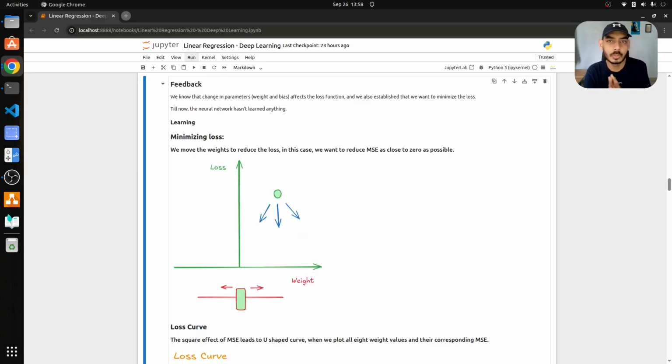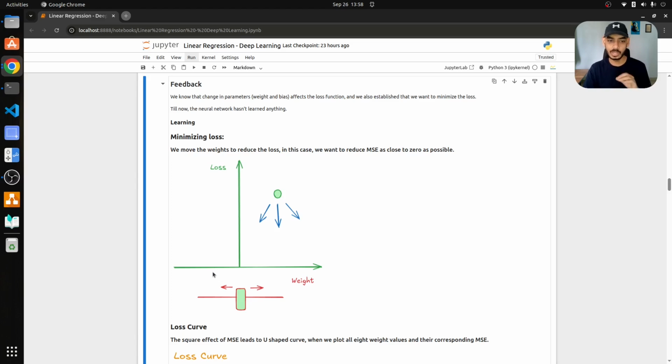So now let's talk about feedback. In the previous 2 steps, we were discussing prediction and measure, where we calculated the error value. Now we'll change the parameters, which are weight and bias, and see how it affects the loss function. The idea is to update the weight and bias in such a way that the loss, which is MSE, is reduced to as low as possible.